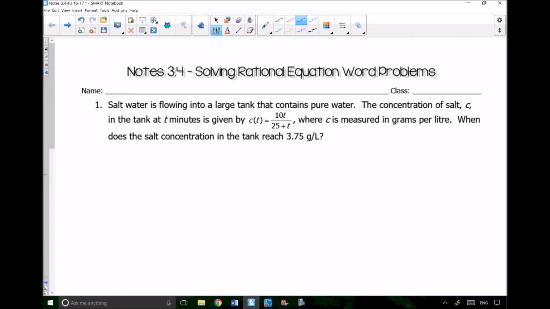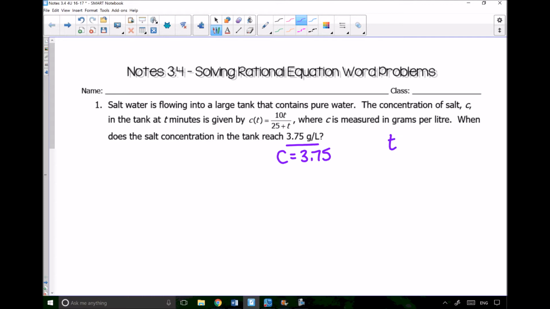So it says salt water is flowing into a large tank that contains pure water. The concentration of salt C in the tank at t minutes is given by this equation right here, where C is measured in grams per liter. When does the salt concentration in the tank reach 3.75 grams per liter? Well, first thing I want you guys to notice is that it's going to level off at 10 over 1. So at 10, it's going to try to reach 10, but it won't be exactly 10. That's where it's going to approach. Regardless, we want to know when C is going to be 3.75.